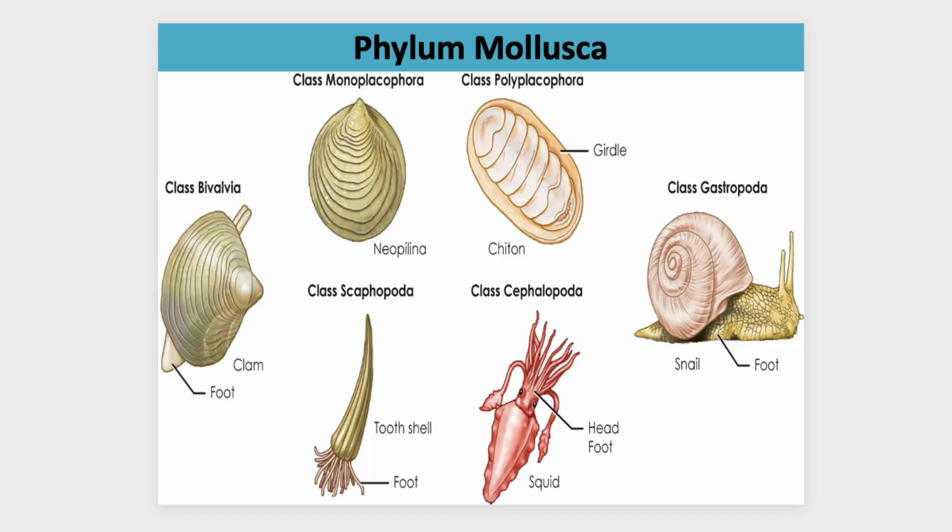Bivalvia, you could probably guess what that would be. Bi is two. Valva means a folding door or a valve. And bivalvia has 2 valves, or 2 halves that close together. Scaphopoda, scaphe is the Greek for boat, and podos is foot. So Scaphopoda would be a boat foot, basically. And that's what it looks like. It looks like a boat with a foot, or feet, hanging off the bottom of it.